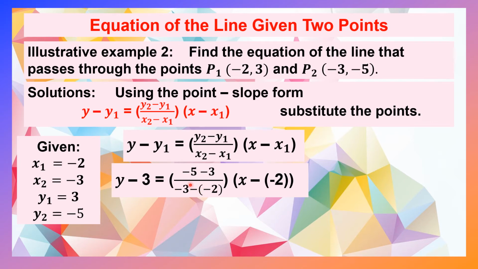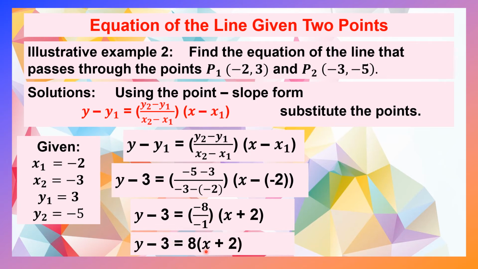So, simplifying this, we have negative 5 minus 3 is negative 8. Then, negative 3 minus negative 2 is negative 1. Then, negative times negative 2 is equal to positive 2. And then, just copy y minus 3. Simplifying this further, we have negative 8 divided by negative 1 is equal to positive 8. Then, just copy y minus 3 and our x plus 2.